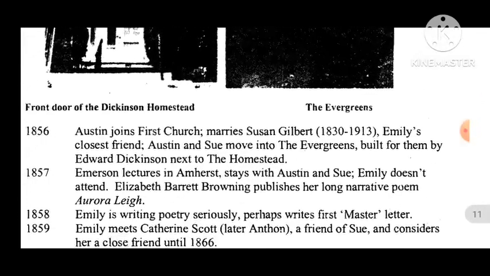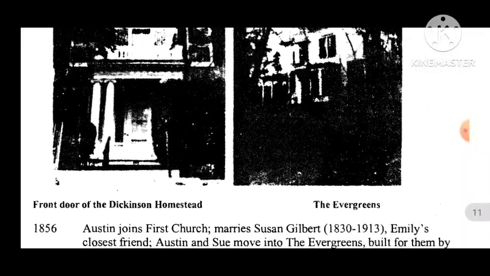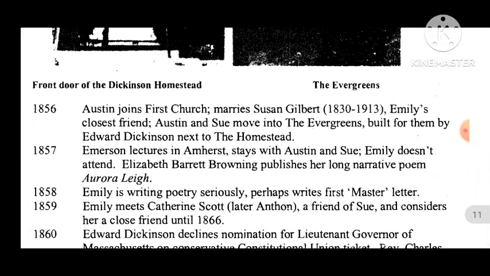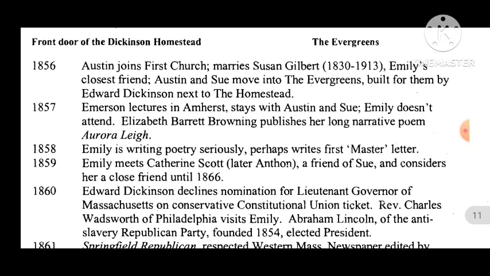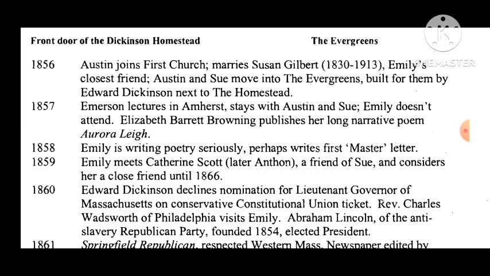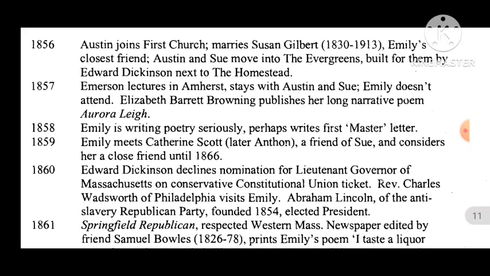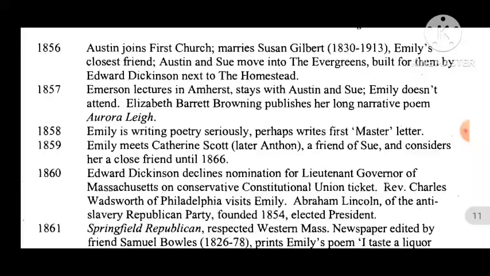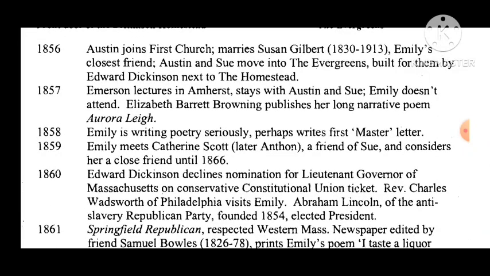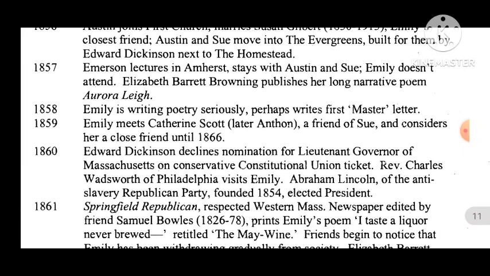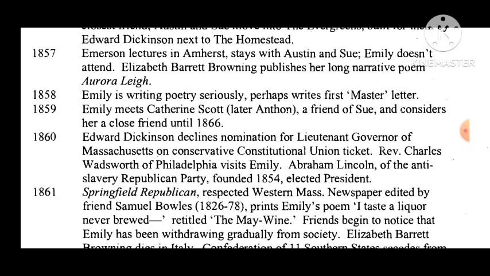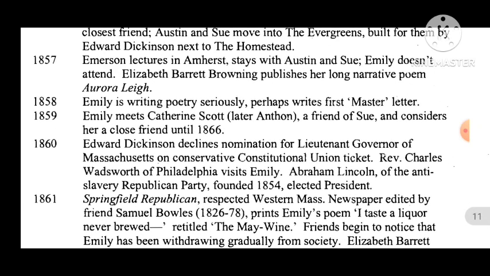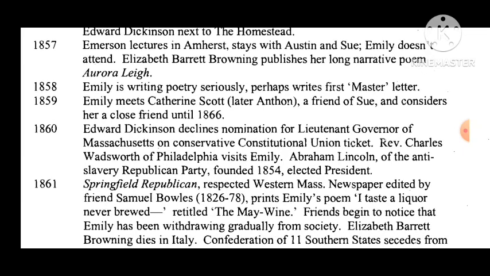Here in the background, the front door of the Dickinson homestead and the Evergreens. 1856, Austin joins the First Church and marries Susan Gilbert, Emily's closest friend. Austin and Sue move into the Evergreens, built for them by Edward Dickinson next to the homestead. 1857, Emerson lectures in Amherst, stays with Austin and Sue. Emily does not attend. Elizabeth Barrett Browning publishes her long narrative poem Aurora Leigh.